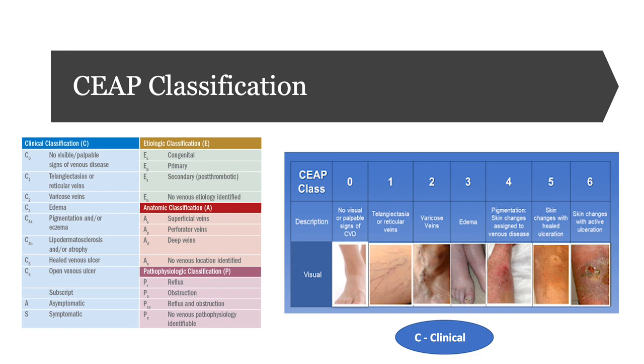This classification, CEAP classification, is used to classify venous disorders in general, whether varicose veins or chronic venous insufficiency. But here I focused on the clinical part of this classification, which is commonly used in clinical practice, and it is easy to remember.